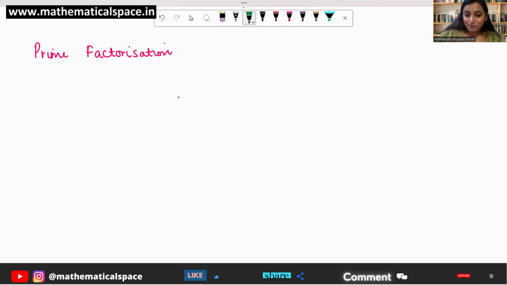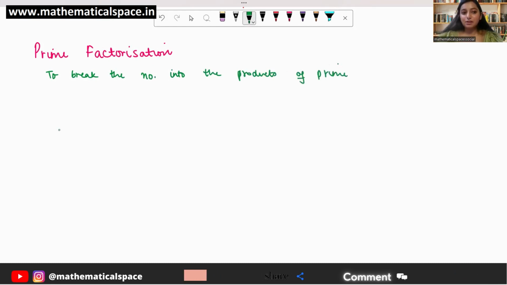Prime factorization means to break the number into the products of primes. For example, if we talk about 10, how can I write 10? 10 can be written as 2 times 5. So, what is the prime factorization of 10? It is 2 and 5, right? So, there is a method to do prime factorization, which I'm going to discuss right now with you all.